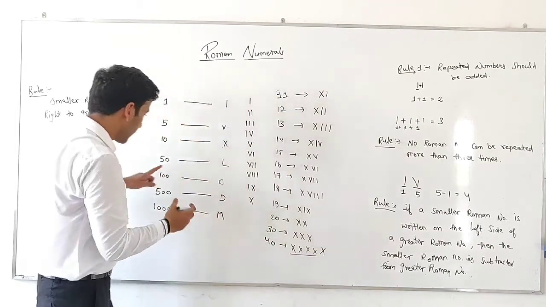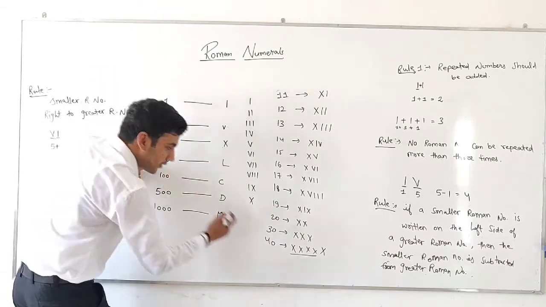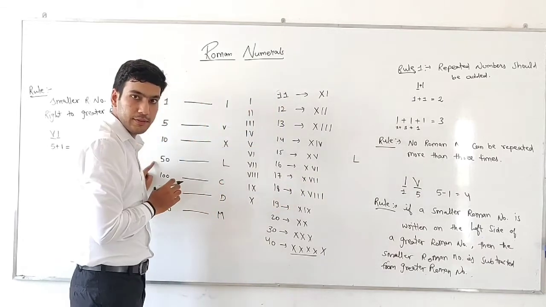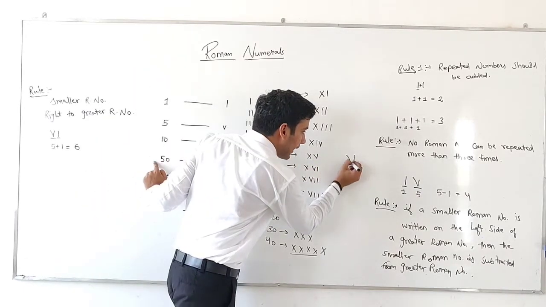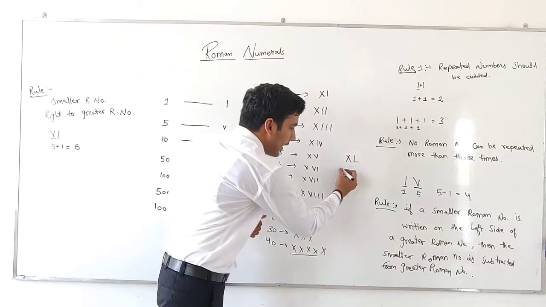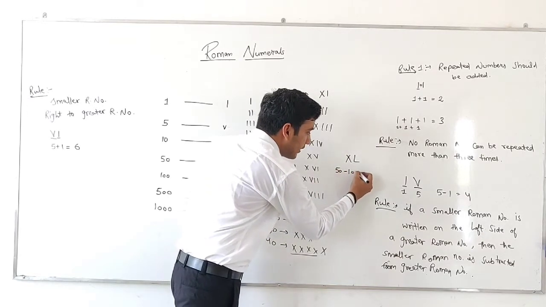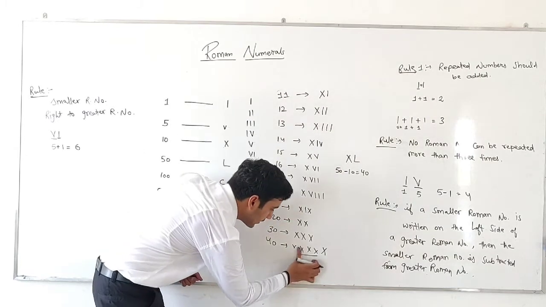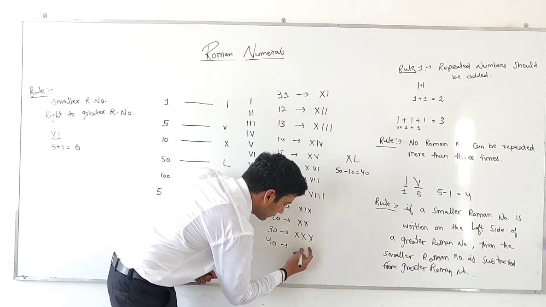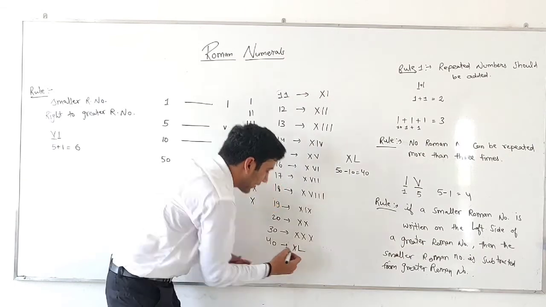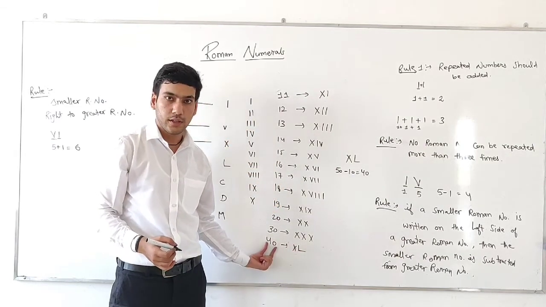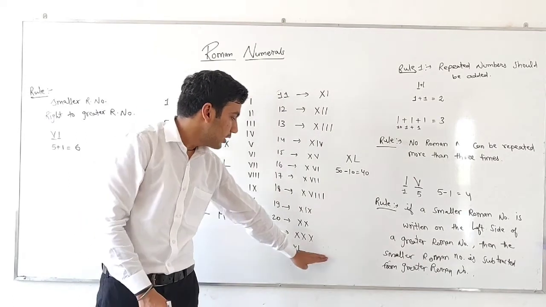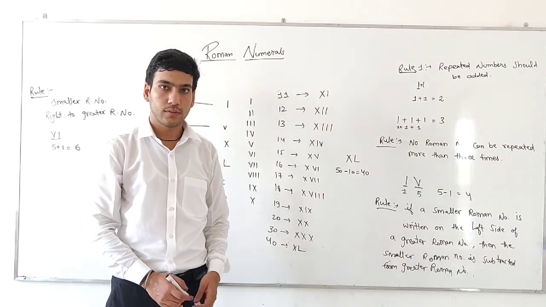So what can I do? L is for 50, and if you put X in left side, then 50 minus 10 makes you 40. So this is the Roman symbol for 40. L and X. So this is the Roman symbol for 40. Okay students, so till now we have learned Roman numbers up to 40.